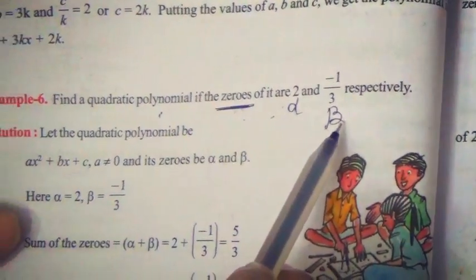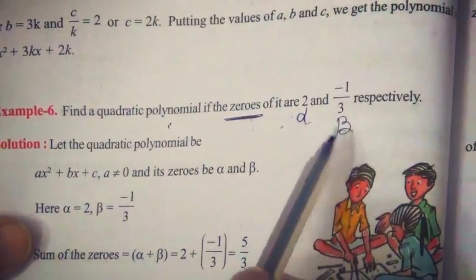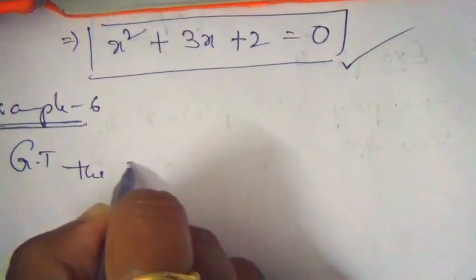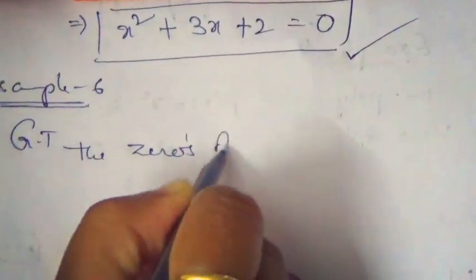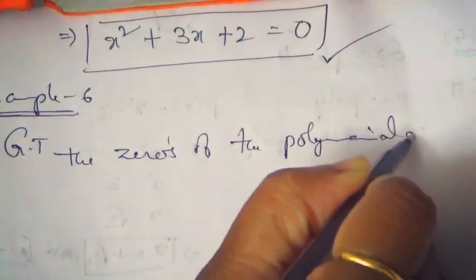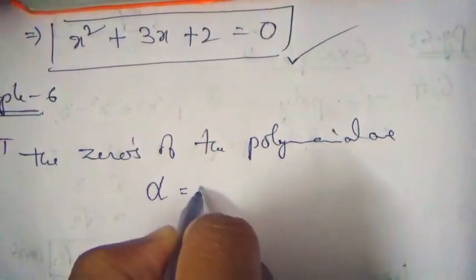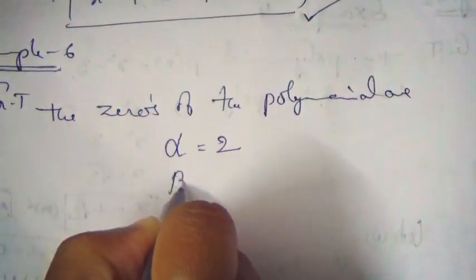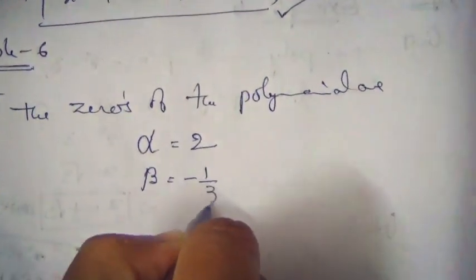We have to find out the sum and product of the zeros first of all. Okay, you just first write, given that the zeros of the polynomial are alpha is equal to 2 and beta is equal to minus 1 by 3.